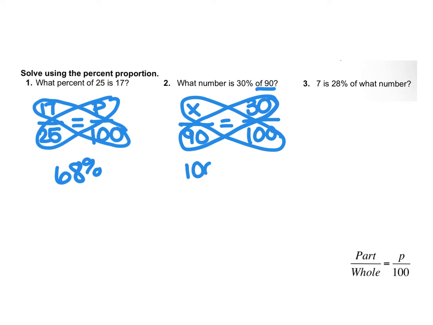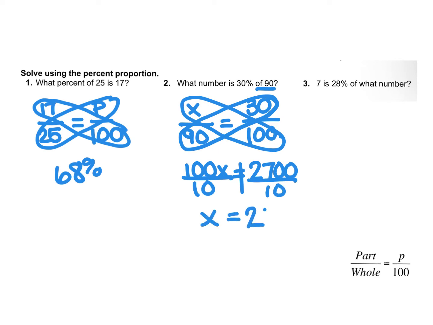Or you can write that out the long way, 100x is equal to 2700. And then remember, you're going to divide. And so x is going to be equal to 27. So 27 out of 90 is equal to 30%. All right, our last one here, we have 7 is 28% of what number?